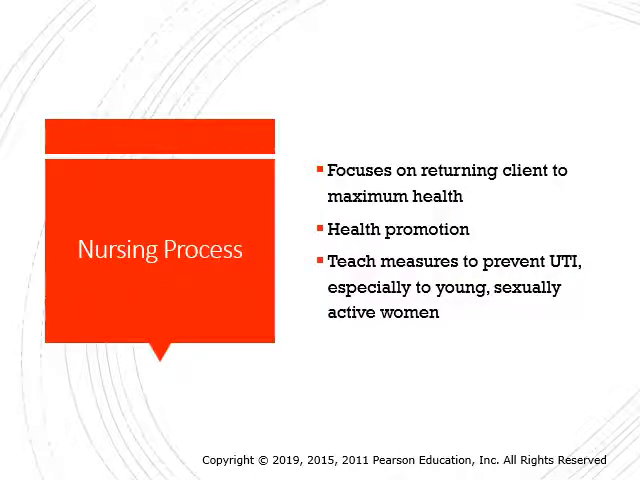Okay, so the nursing process, we talked about assessment. Let's talk about what we're going to do going further. So intervention and implementation focuses on returning the client to maximum health, right? So we're going to encourage fluids, we're going to encourage voiding when they feel the need, proper hygiene, health promotion. So individuals who have good nutritional status and who are well hydrated are less likely in general to develop illness or disease. And then again, teach measures to prevent urinary tract infection, especially to young sexually active women.